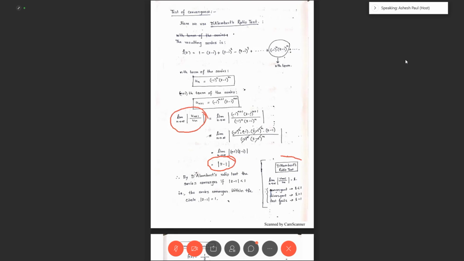Now according to D'Alembert's ratio test, the series is convergent if the limiting value is less than 1. So by D'Alembert's ratio test, the series converges if this limiting value, that is |z minus 1|, is less than 1. This |z minus 1| less than 1 is nothing but the area within the circle |z minus 1| equal to 1, that is, the area within the circle whose center is at the point 1 and whose radius is 1 unit.